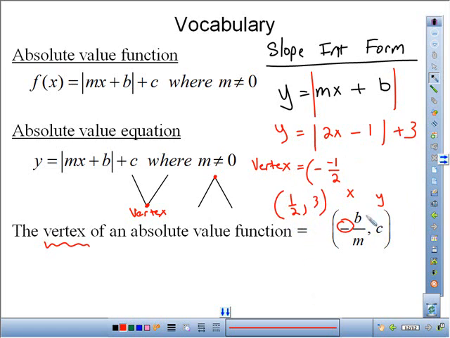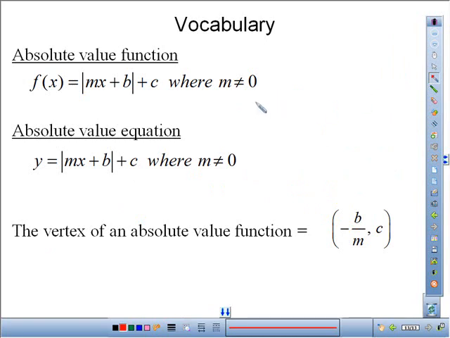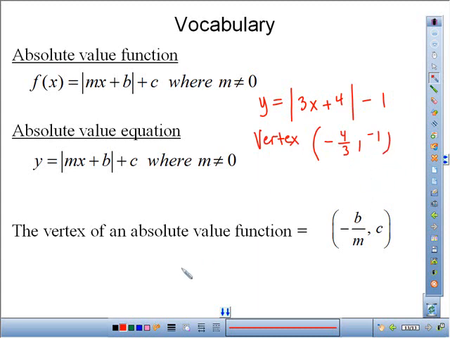Let's try another one real quick. Let's say we have y is equal to the absolute value of 3x plus 4, minus 1. Let's find the vertex again. That's the first step. So it's negative b. b in this case is 4, over m, which is 3. And then our c value would be negative 1. That's it. Let's try another one.